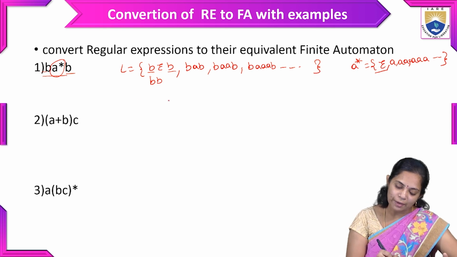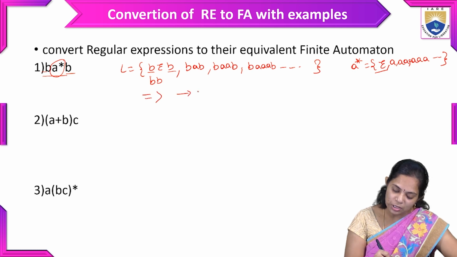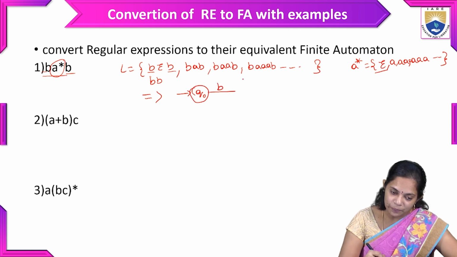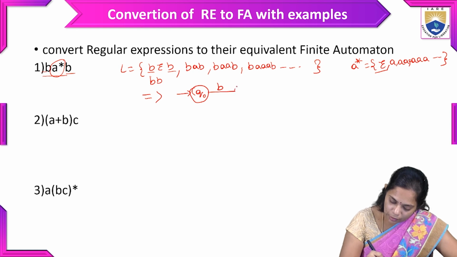For this kind of language, how will we convert the regular expression into a finite automata? The starting state is q naught, which I am taking, and it starts with b, and it is also ending with b.